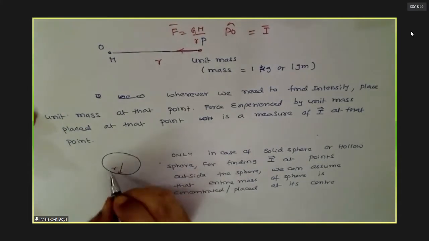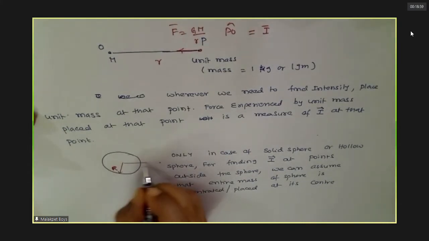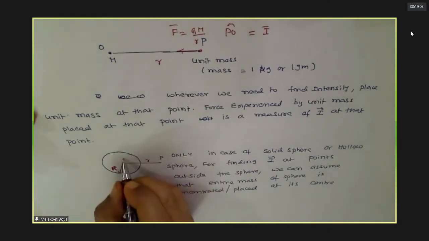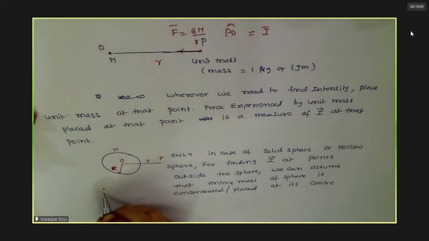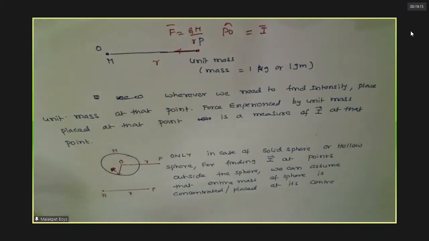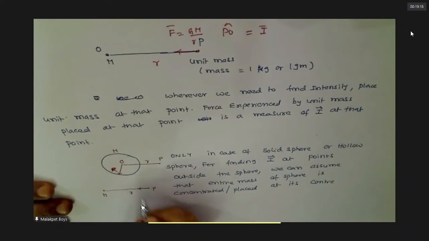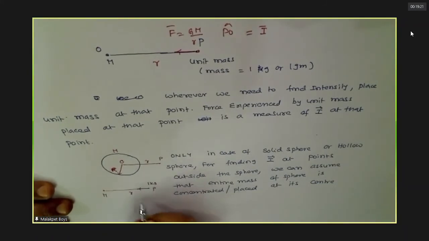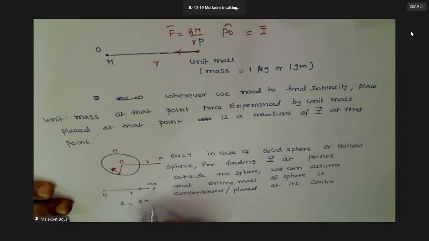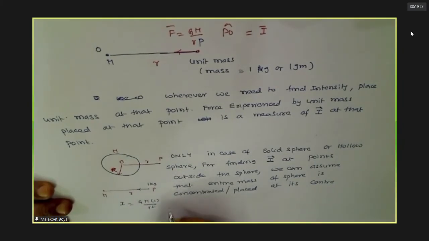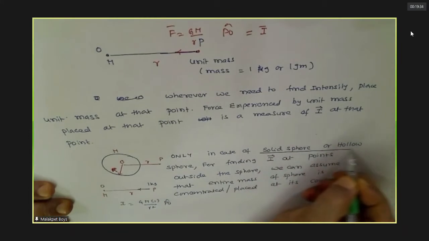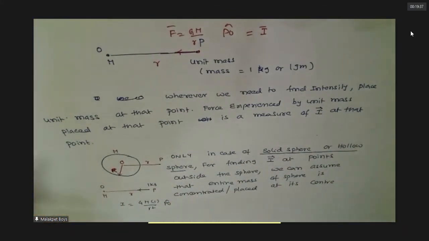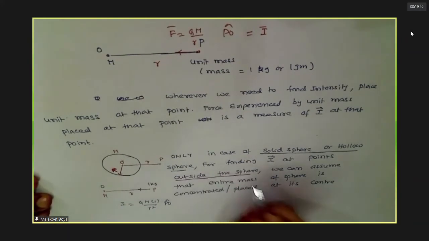There is one point here. This is R. You can see this is P. This is O. This mass is M. Now you can replace this as M. This is P. And directly you can find the intensity. What I'll do here, keep 1 kg here. So what is I? GM by R square. Only in case of what? Full sphere. And one more clause is there: outside the sphere, not inside.